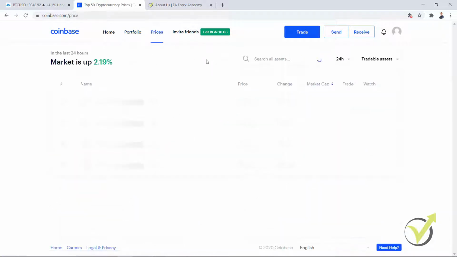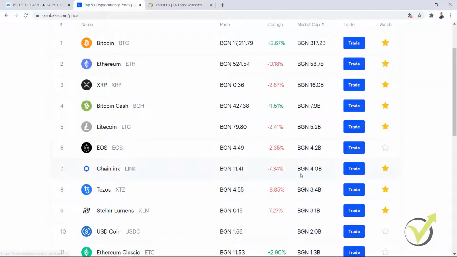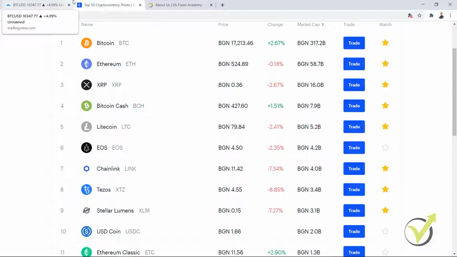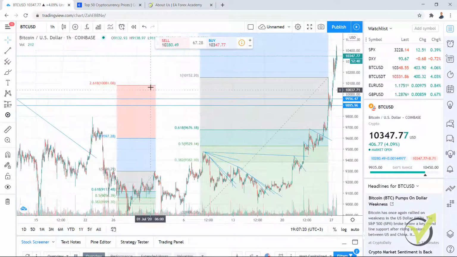I will click on prices and you will see that Chainlink is down 7.34%. Stellar is down 7.27%. Alright, for some reason, since yesterday Bitcoin is going upwards, while Chainlink, Stellar are going downwards, and if I had waited more, I would have lost my profit. So I'm very strict. This was my target.